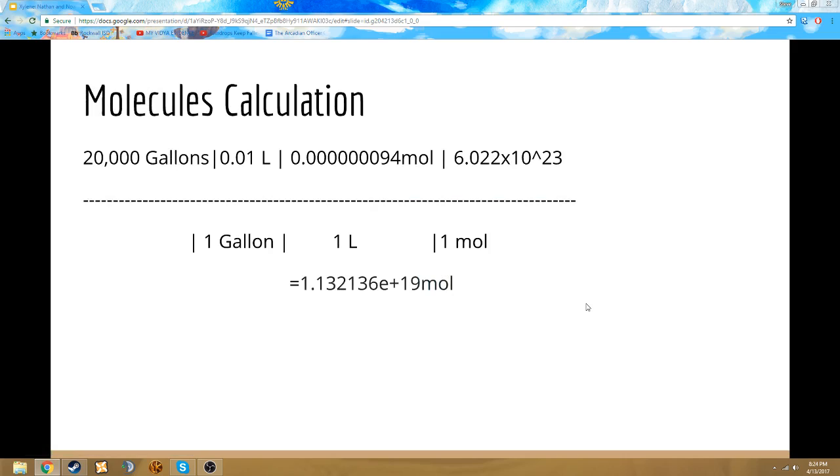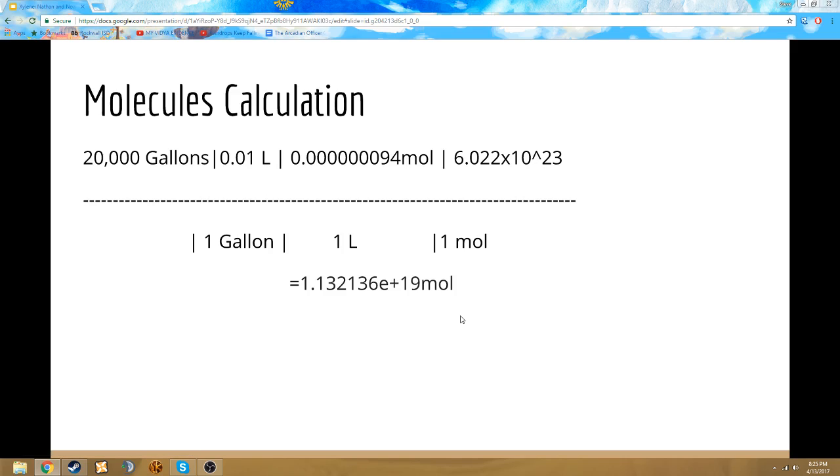And the last thing for me is the molecules calculation. We have 20,000 gallons of water in a water tower, right? So we convert from gallons to liters, and then using our concentration calculation, we convert that to moles and get how many molecules of xylene we have in the water tower, and that would be 1.132136 e to the 19th molecules of xylene in this water tower.